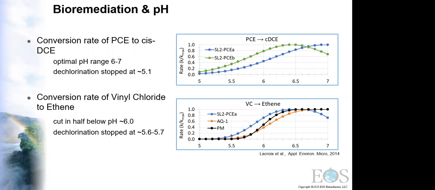6.5, you're good. But you can see vinyl chloride to ethene, that last critical step to get complete reductive dechlorination, that is incredibly pH sensitive. And the graph, the slope there really drops off steeply once you get below a pH of 6. So maintaining a neutral pH during this process is critical to get enhanced reductive dechlorination to go all the way to ethene.